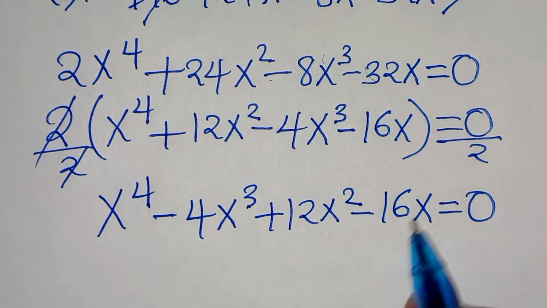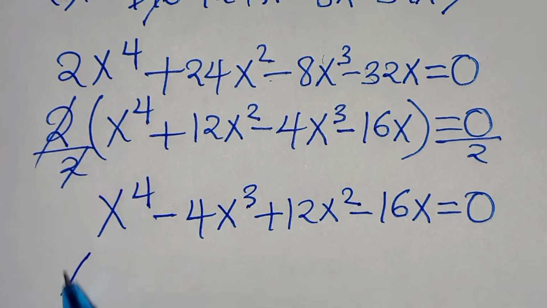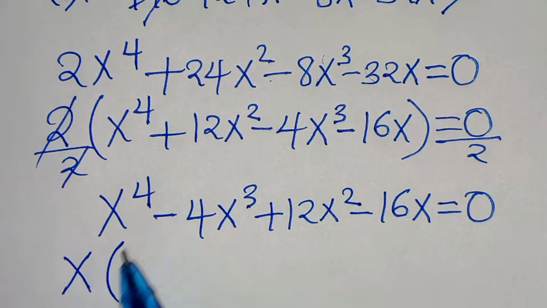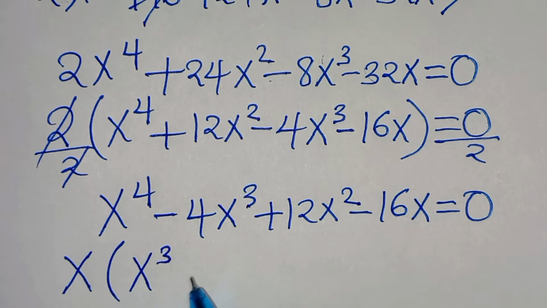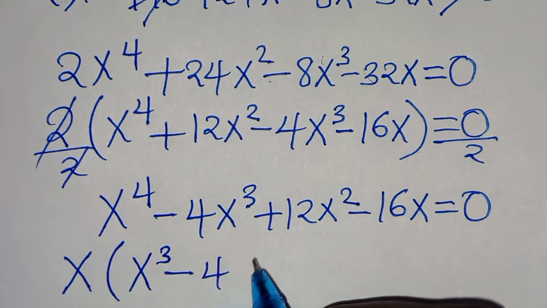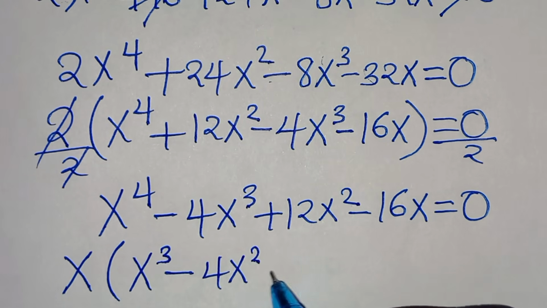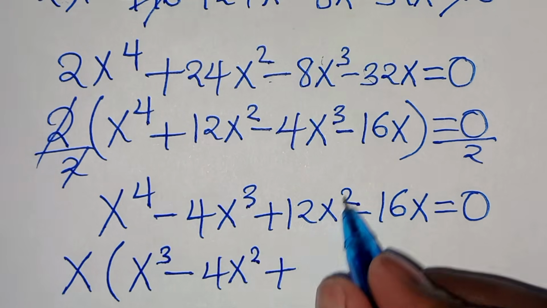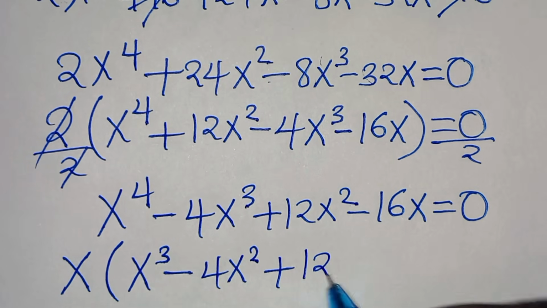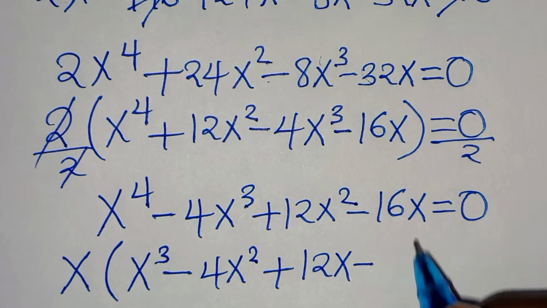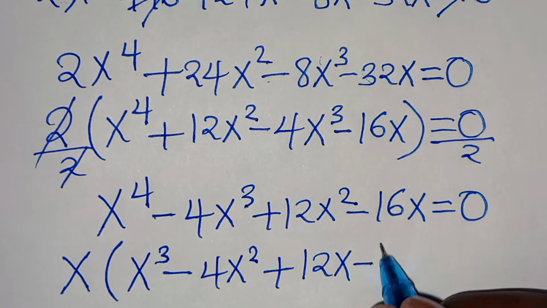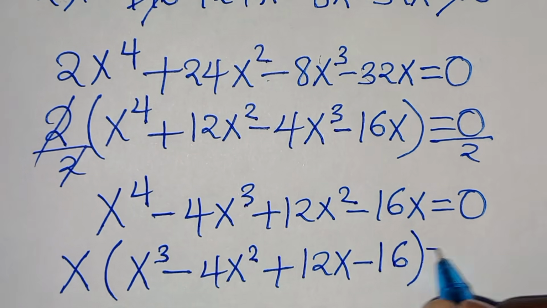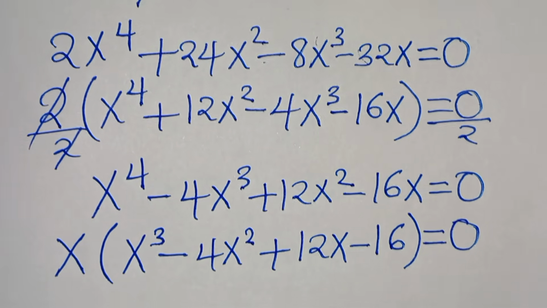Again, here we have that x is common, so we can factor out x, so that here we have x to the power of 4 divided by x. This is x to the power of 3 minus 4x to the power of 2, then plus here 12x squared divided by x. This is 12x, minus 16x divided by x. This is minus 16. This is equal to 0.